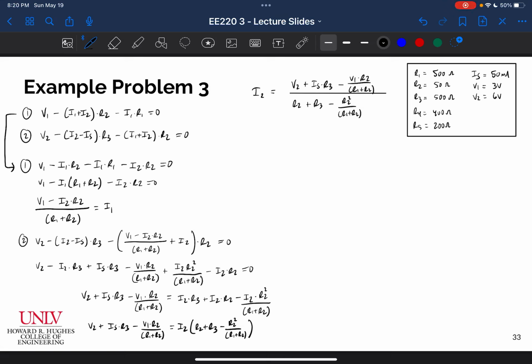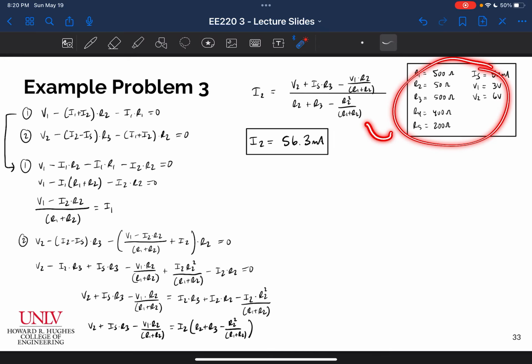All right, so I went ahead and plugged all these values into my calculator already. So I'm not going to do that again because I didn't want to waste any time. But I got a value for I2 of 56.3 milliamps. Okay, so I'm going to go ahead and box that. That is taking all of these values here and plugging them in to this expression for I2. So I get 56.3.